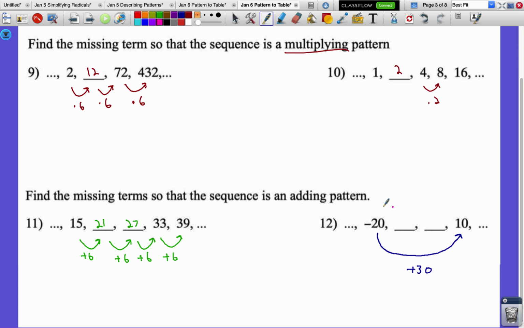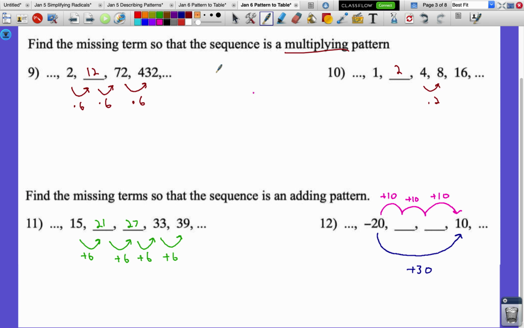That's how you can get the 30. Alright, now between that -20 and the 10, we need to actually make 1, 2, 3 jumps. So I need to split that plus 30 into 3 sections, so I'll just divide it by 3 and realize that each step must be a +10 step.